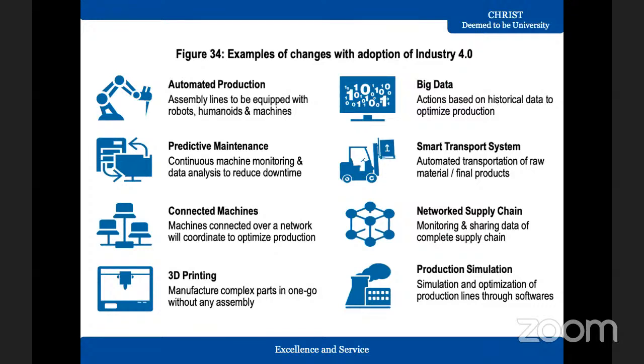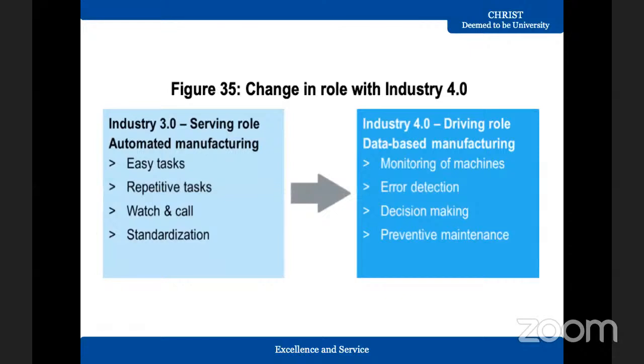Then connecting machines through the cloud, or the very famous buzzword IoT, Internet of Things. Everything is connected to the cloud through the internet. Then comes 3D printing. This is another advanced technology under additive manufacturing, right? Then comes big data analytics, smart transportation system and logistics, network supply chain, SCM, and production simulation. So these are some of the examples that will really change the real industry scenario, right? As per our Industry 4.0.